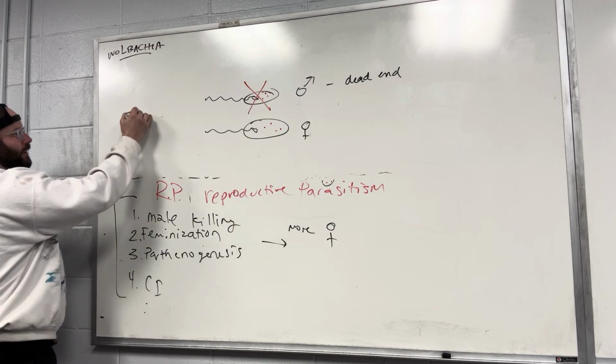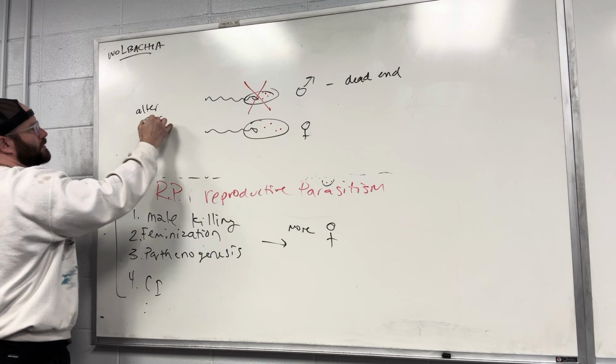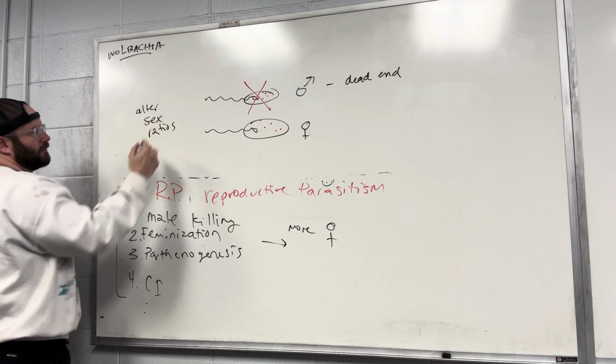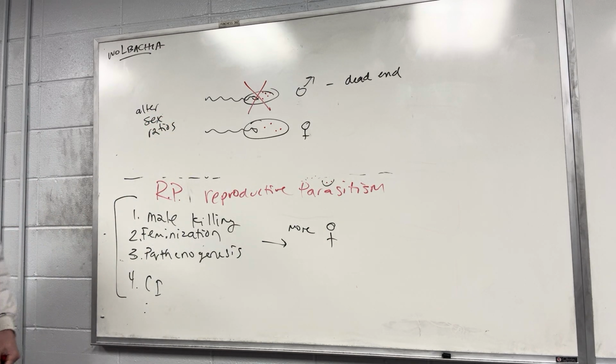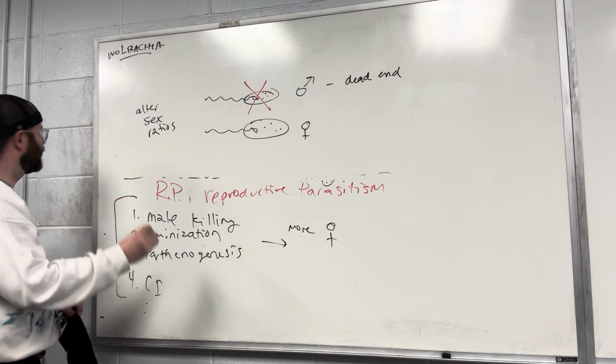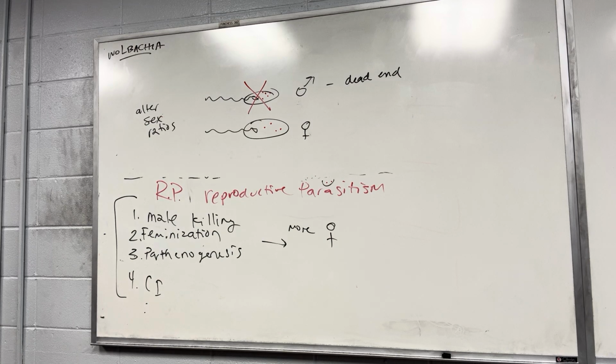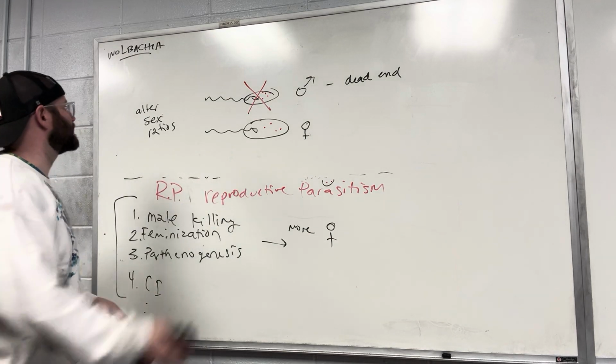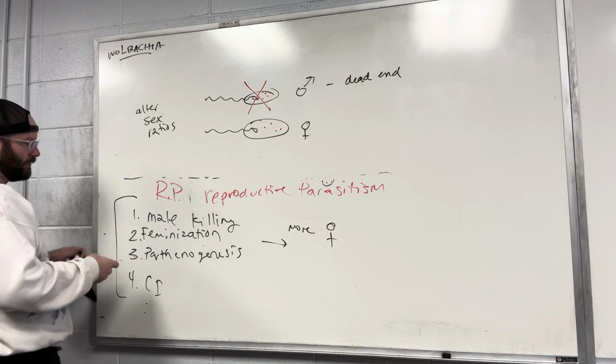So this can alter sex ratios. In some insects sex ratios are 50-50, and other times they're not, and this is a situation where Wolbachia might tweak those ratios to favor more females, okay? So that's an example of male killing.